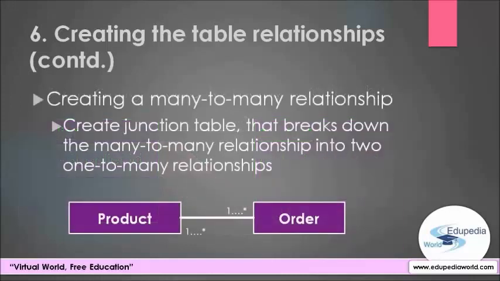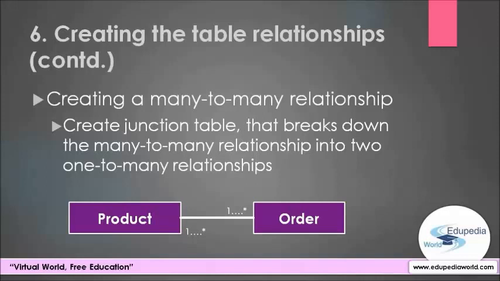Now consider the relationship between the products table and the orders table. A single order can include more than one product. On the other hand, a single product can appear on many orders. Therefore, for each record in the orders table, there can be many records in the products table. And for each record in the products table, there can be many records in the orders table. This type of relationship is called a many-to-many relationship because for any product, there can be many orders, and for any order, there can be many products.